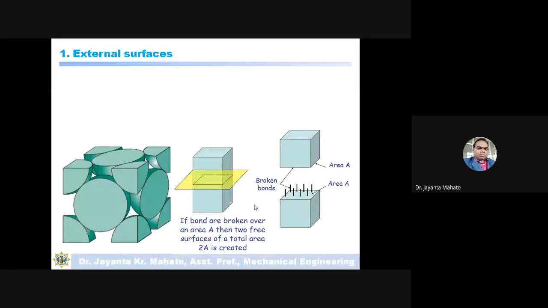Okay. So first, surface defects, the external surface defect.